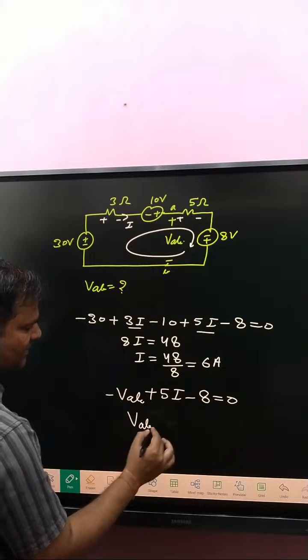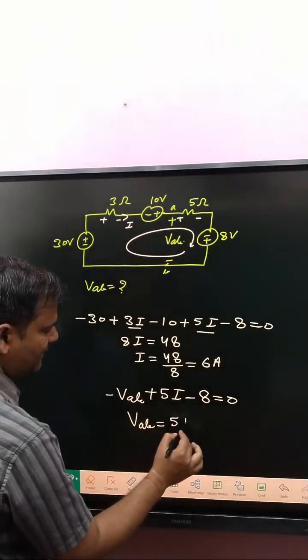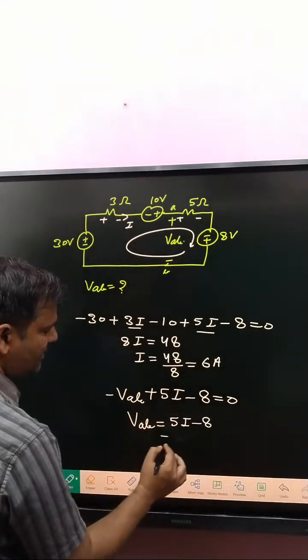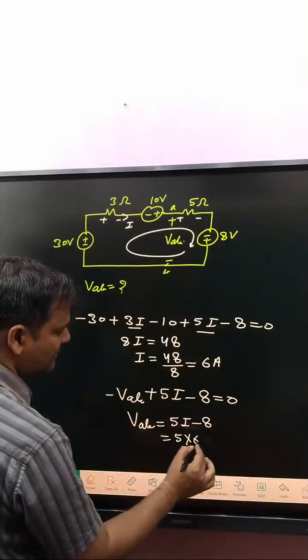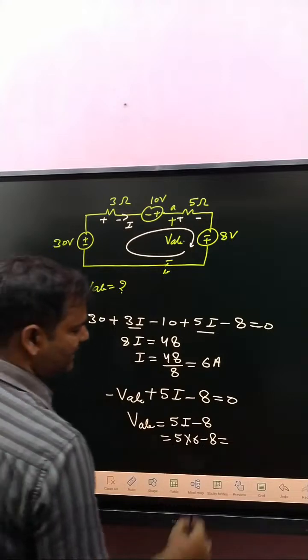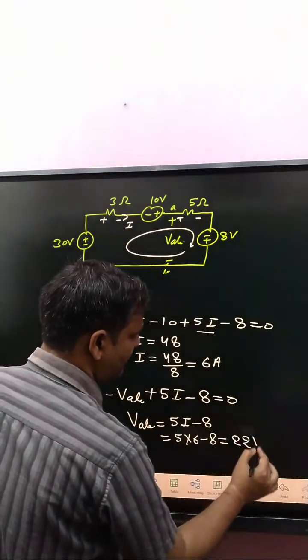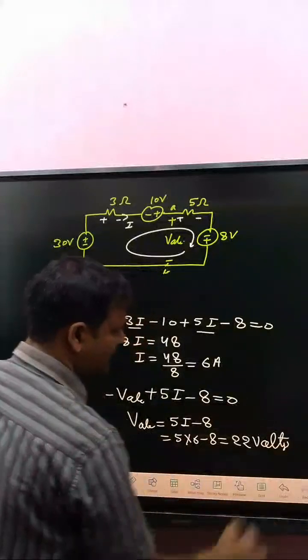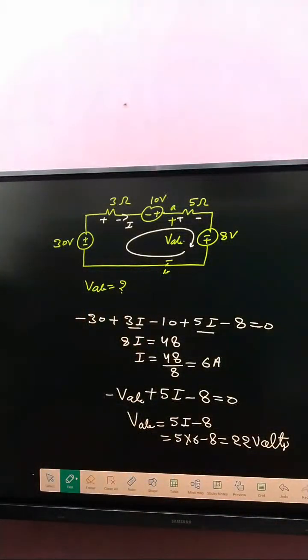After that, minus 2 plus minus V of AB plus 5I minus 8 is equal to 0. So V of AB is how much? 5I minus 8, and I is 6. So 30 minus 8, that is 22 volt. That is 22 volt.